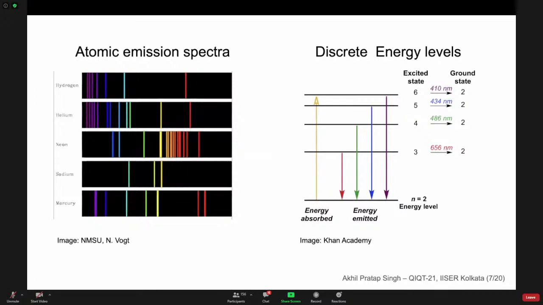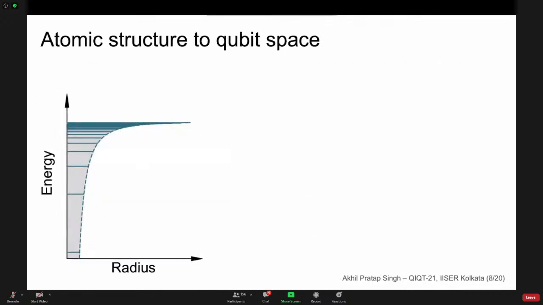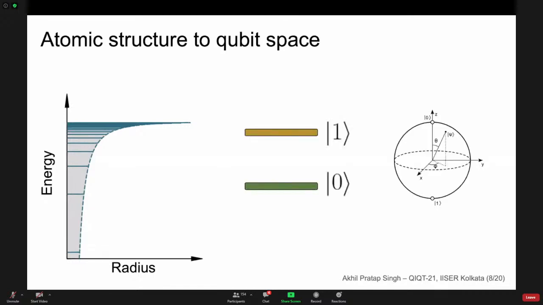So we can see this is not a continuous spectrum, but rather a discrete energy level spectrum. Why I'm talking about it is because we want to utilize this atomic structure for qubit space, because as we know, a qubit means you have a 2-level system. So what we want to extract from this atomic structure is a 2-level system, and that could be our qubit. This can also be intuitively illustrated by the Bloch sphere.